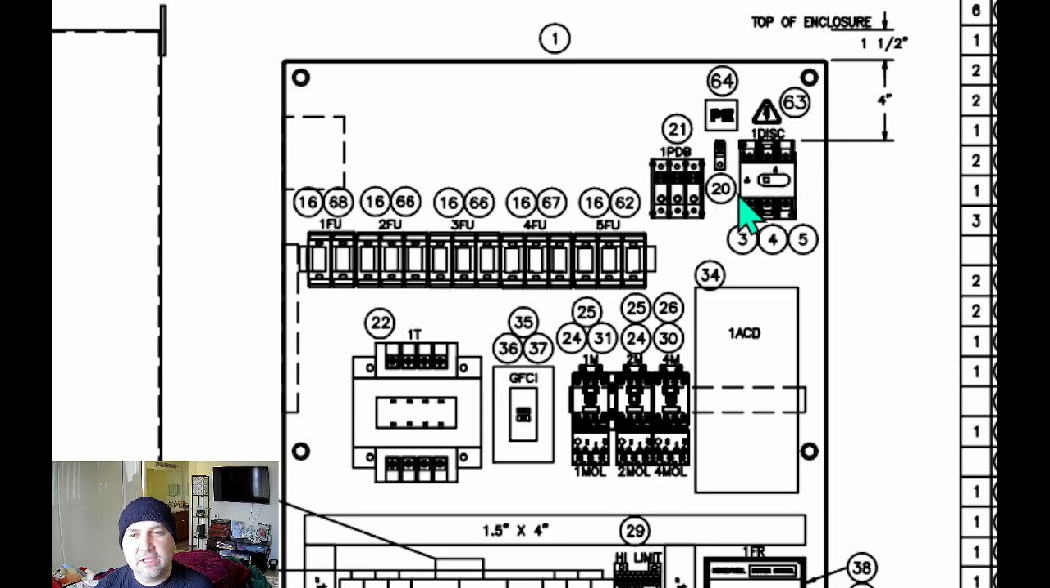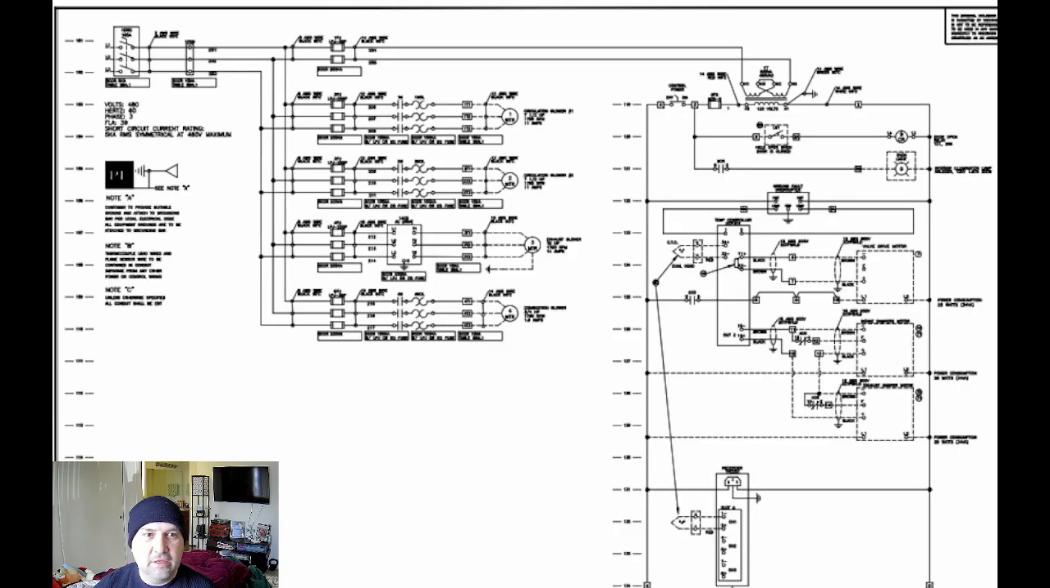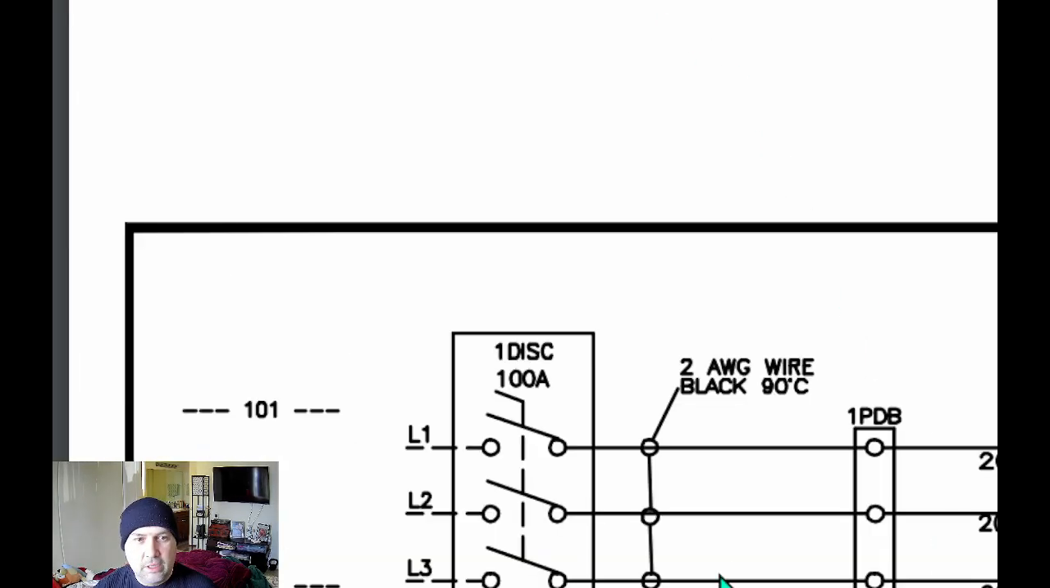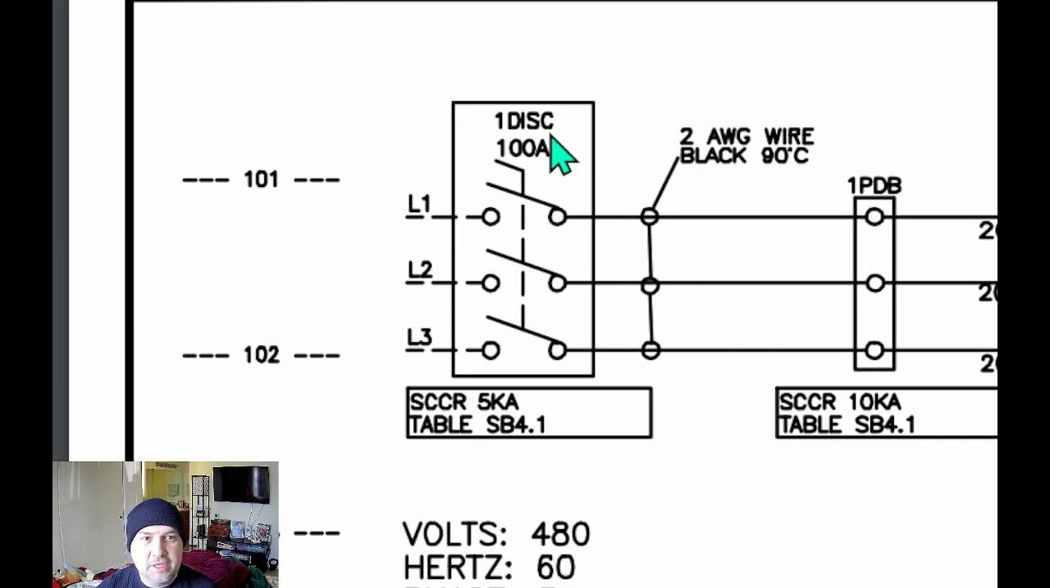So if you're going to be looking at this disconnect, what does it look like in schematic form? Well, let's have a look at that. So right here, this is going to be your schematic form for that disconnect. And we'll zoom in a little bit, and there it is. So this is your number 1 disconnect. It's titled right there 100 amp.